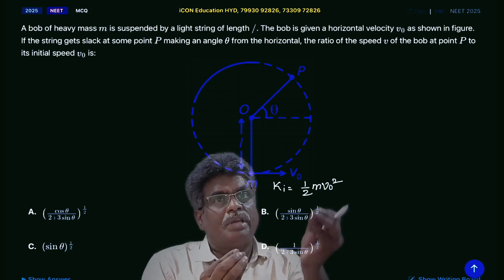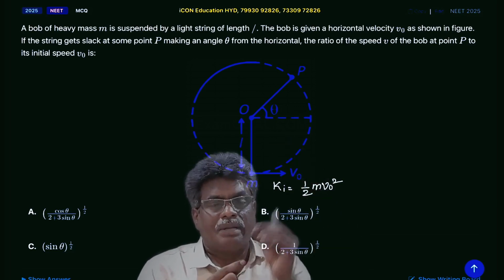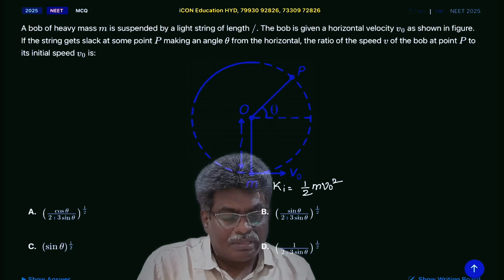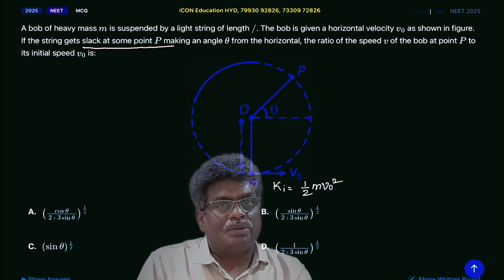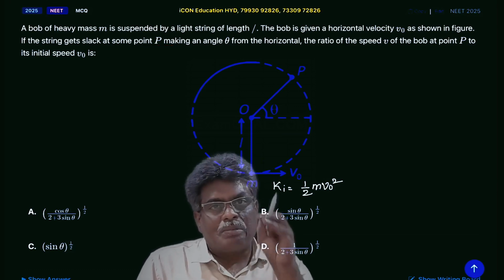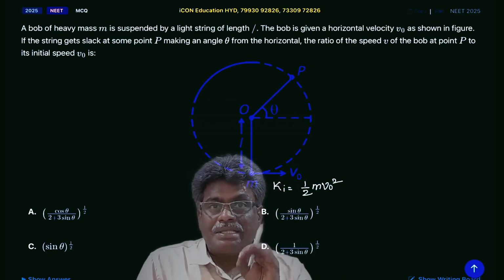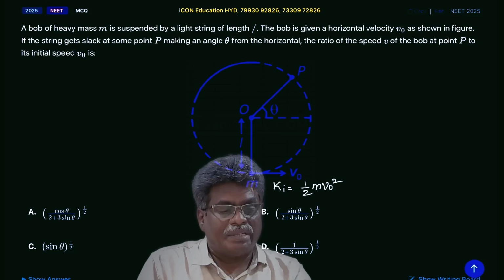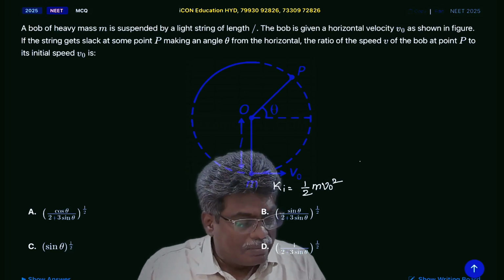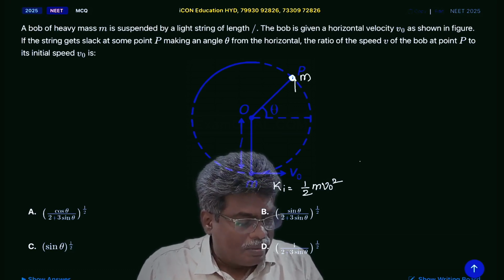Now this is moving along a vertical circle like this, but they have given that at the point P the string becomes slack. That means what is the meaning of that? The tension becomes zero, but still the particle is moving in circular motion. That means the necessary centripetal force is supplied by the radial component of weight. So here we have the mass m, and this is the weight mg.